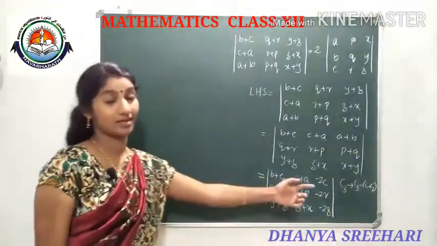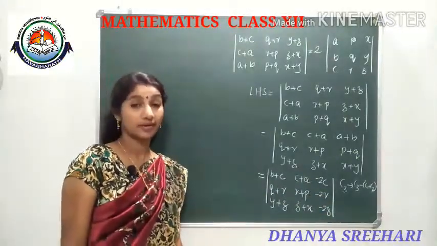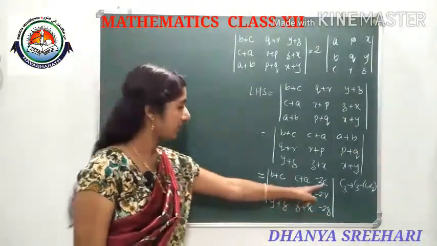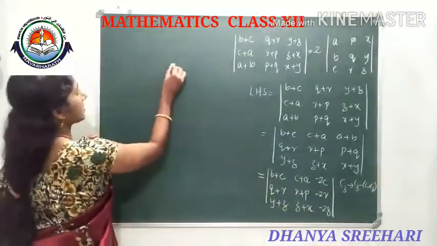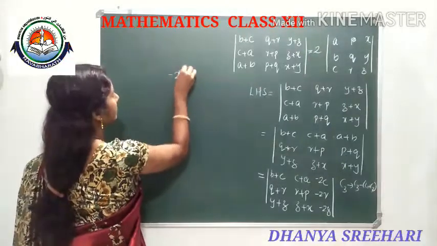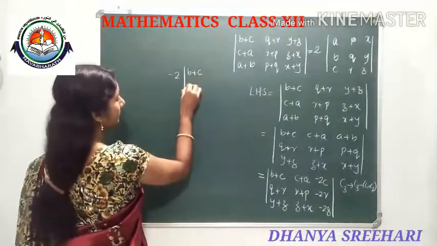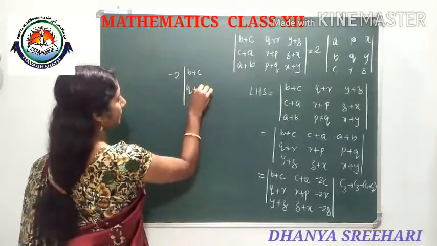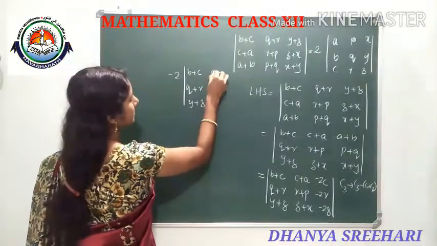We did one elementary transformation: C3 changes to C3 minus C1 plus C2. So we got here c, r, x, z. So we can take this minus 2 outside. So next step will come, minus 2 outside. Now the first column b plus c, q plus r, y plus z. Second column c plus a.